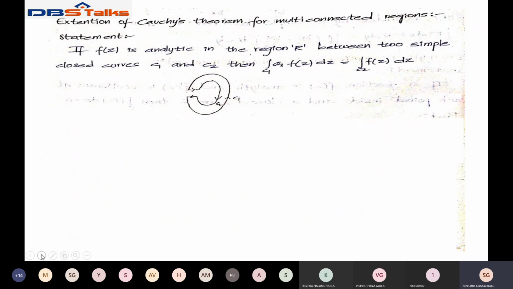Next, the statement of extension of Cauchy's theorem for multi-connected regions. If f of z is analytic in the region R between two simple closed curves C1 and C2, then integral over C1 f of z dz equals integral over C2 f of z dz. The proof of this theorem is not necessary.